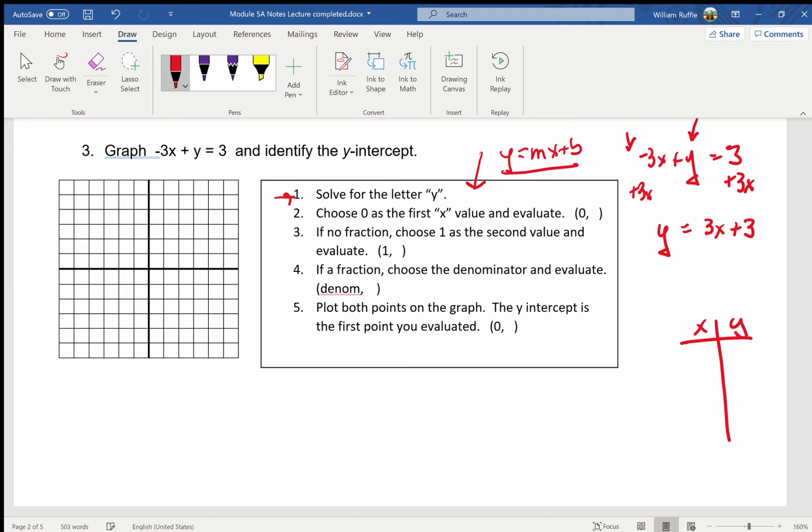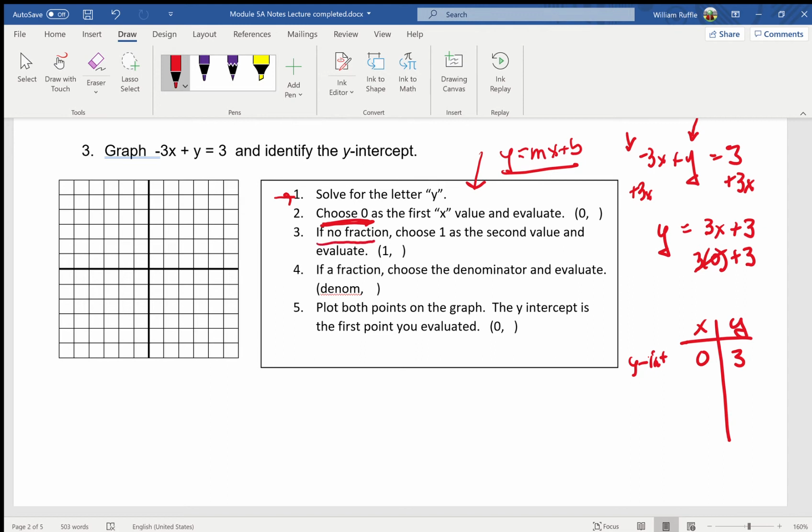And the book does a nice job of this. But then they pick some weird numbers. Always pick 0 as your first number, because 0 is one of the great numbers here. When I put it in, 3 times 0 plus 3, well, 3 times 0 is super easy. It's gone. So my answer is 3. And when x equals 0, this also happens to be the y-intercept. When x equals 0, that is always the y-intercept.